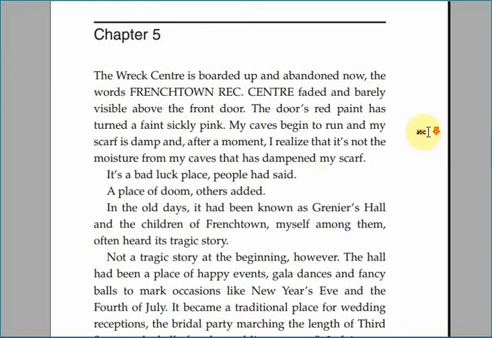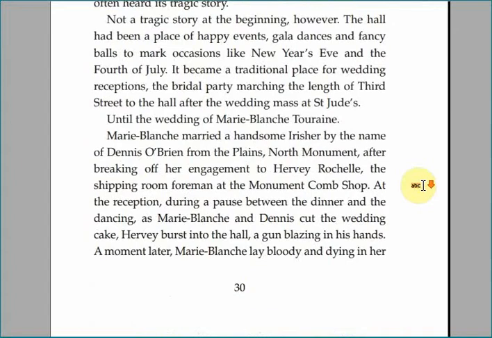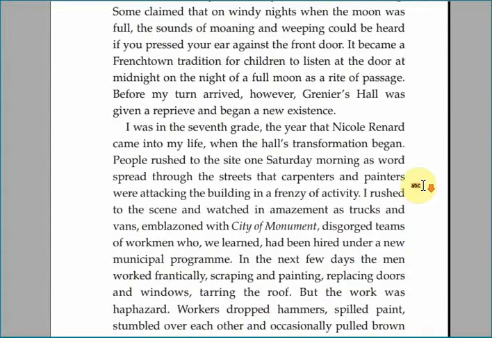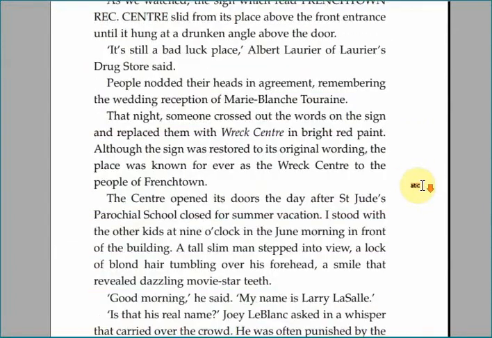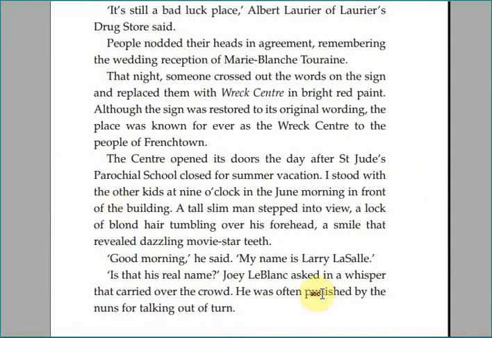However, the good thing about it is we don't need any of this. So we can just scroll past all of that. We don't need that. We need this bit. So bear in mind, whenever you're thinking about the introduction of Larry Lasalle, the setting in which he is introduced.